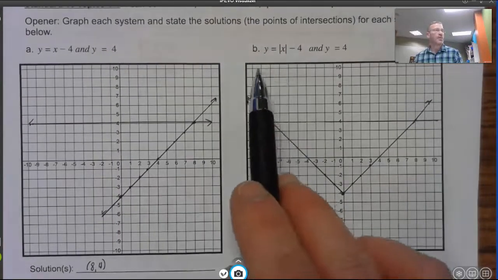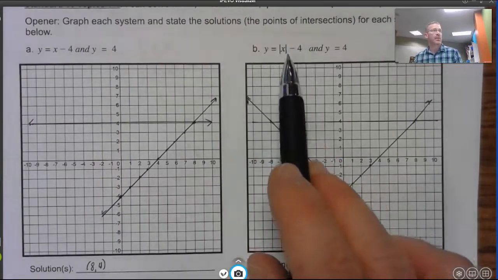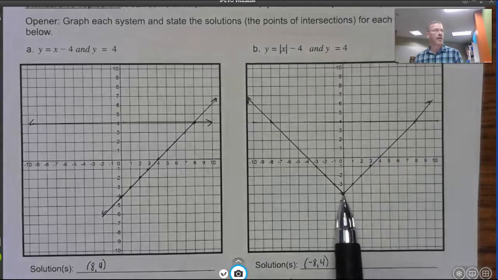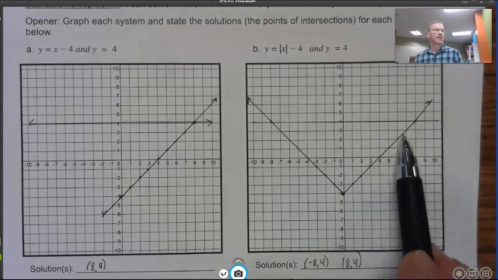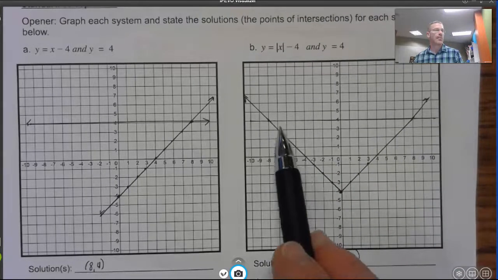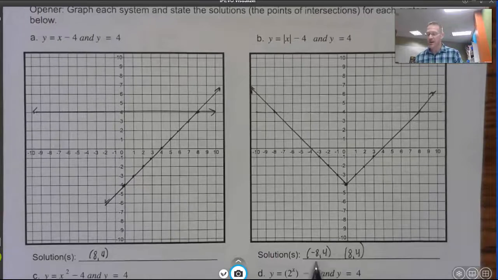Now moving on to B, our absolute value graph here. We start at 0, -4. Our rate of change is 1 over 1, and if we keep extending, we go up and we intersect twice now: -8, 4 and +8, 4.